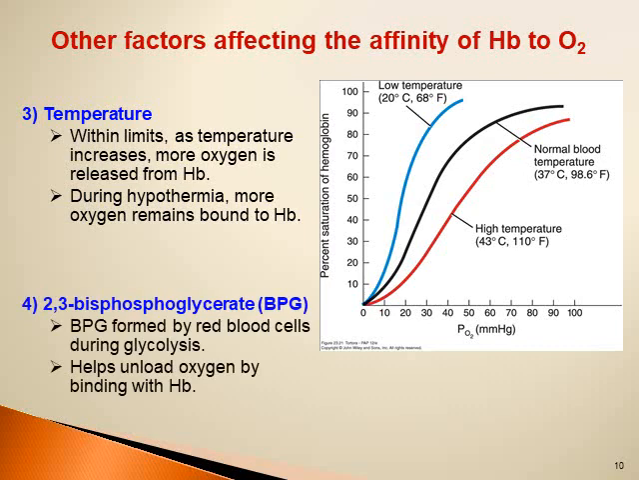The last factor that affects the affinity of hemoglobin to oxygen is the concentration of bisphosphoglycerate. Bisphosphoglycerate is formed by red blood cells during glycolysis. When it binds with hemoglobin, it will decrease the affinity of hemoglobin to oxygen, so this will help in unloading oxygen from the hemoglobin molecule.